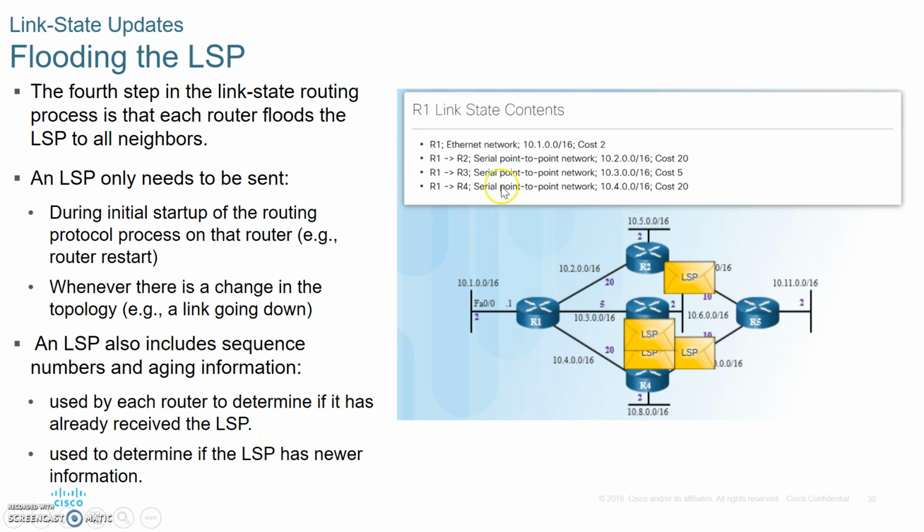So this link state packet created by R1 will be flooded to all the routers. All other routers will also create their own link state packets and send them to their neighbors.